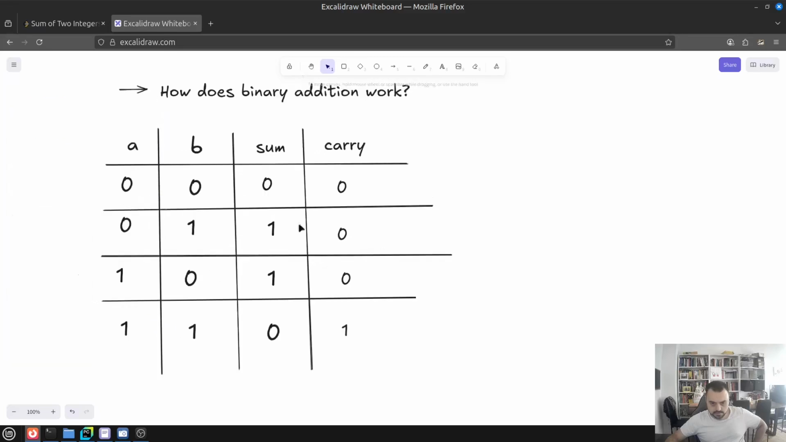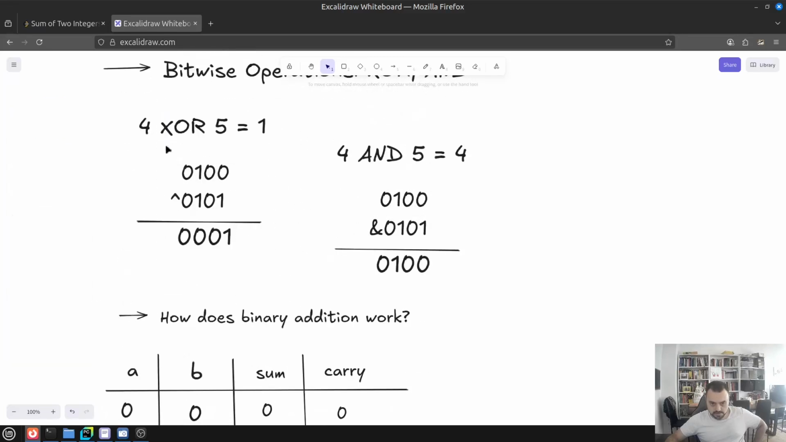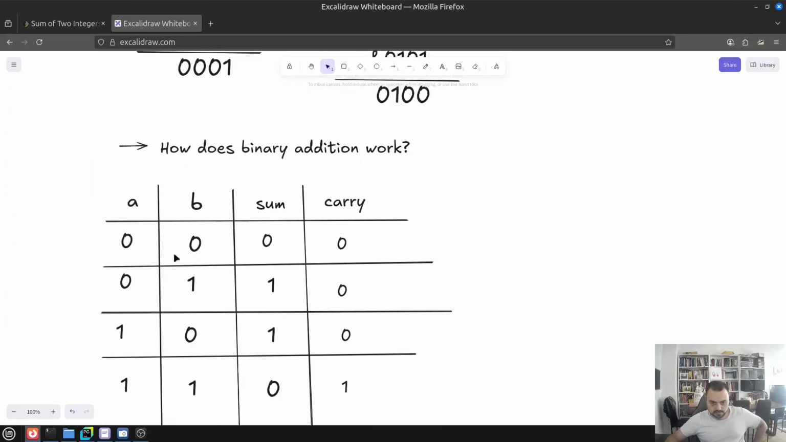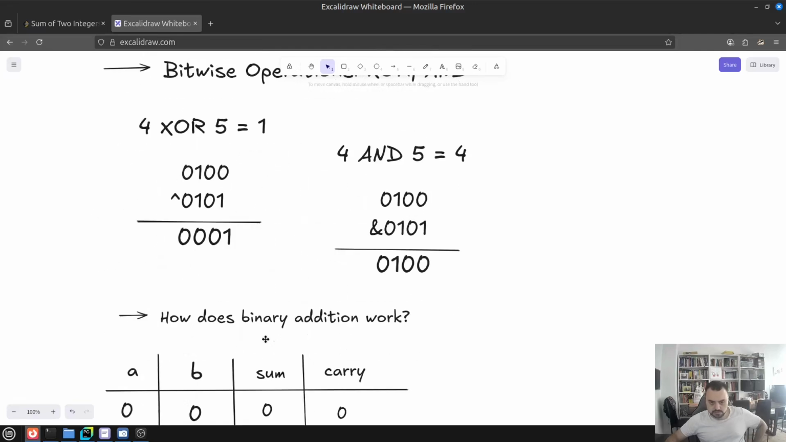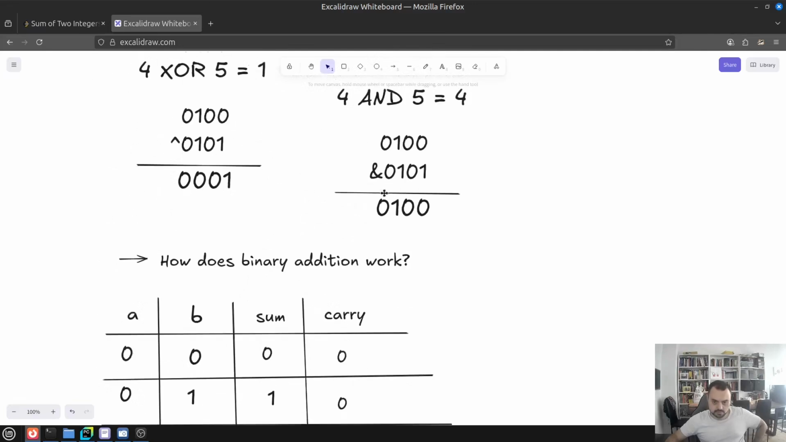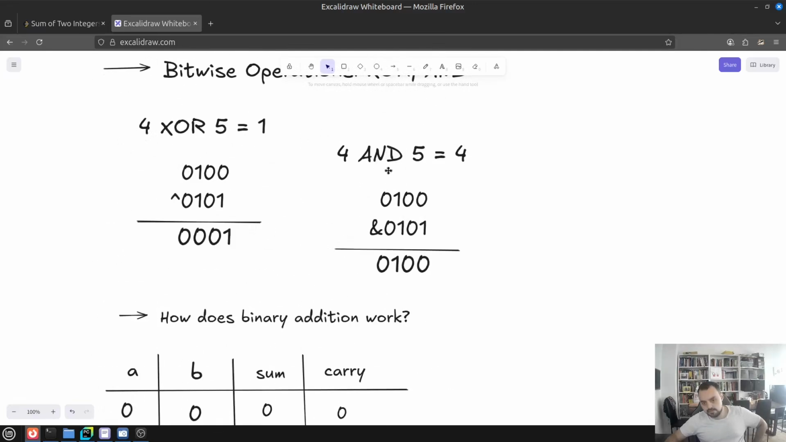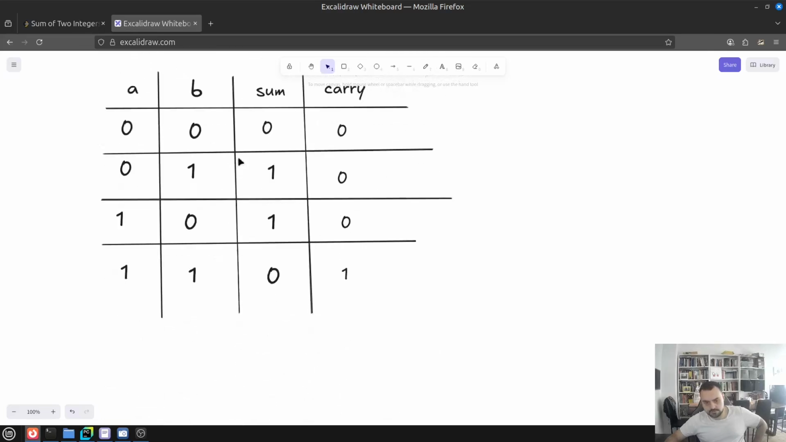And where are those bitwise XOR and AND? Yeah, 0 and 0 gives 0. 0 and 1 gives 1. 1 and 1 gives 0. What is this? This is binary XOR or bitwise XOR. Then the carry is the result of AND.